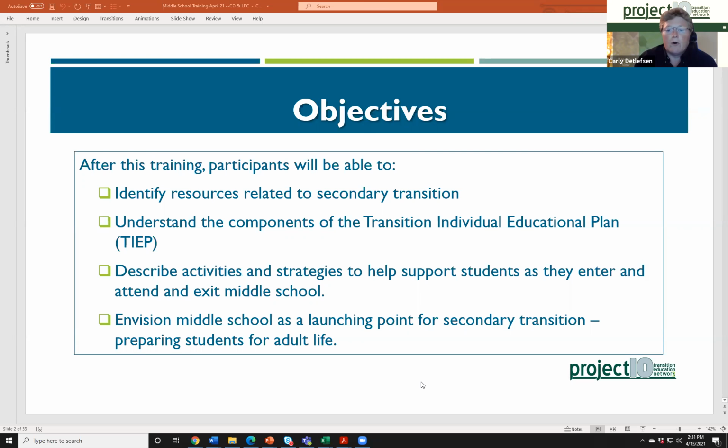We're going to talk about some of the components of the IEP and their prevalence at middle school and ways to really help that transition from middle school to high school. We're going to look at activities and strategies that are going to help support students as they enter and attend and move from middle school to high school. And then how we really look at middle school is the launching point for secondary transition. You can never start transition planning early enough. For many students, it starts in middle school, but if you can even start earlier than middle school, that's ideal. But for many, it starts in middle school. So it's the launching pad for preparing students to move forward. Go ahead, Lisa.